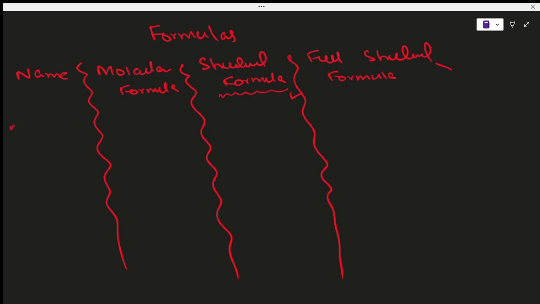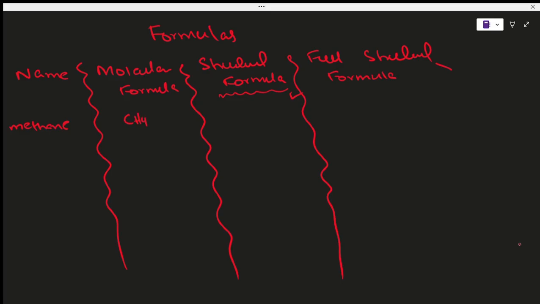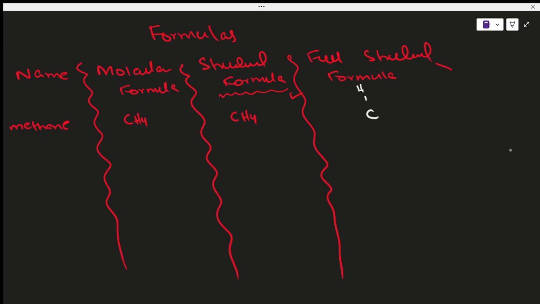So let's take methane first. We know that methane's molecular formula is CH4. Since this is only one carbon molecule, the structural formula remains the same. So this is CH4 again. And let me just change the color to draw out the structure. The structure for this is, of course, the simple one. It looks like this.